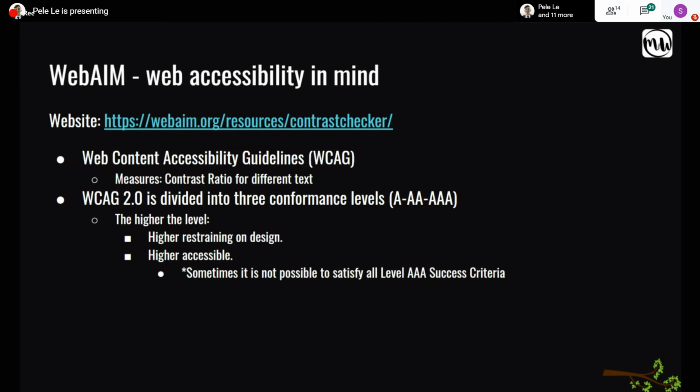This is a website here. If you haven't heard of it, it can be a helpful tool. But essentially it measures the contrast ratio for different text and background colors. And then it tells you on a scale from A to AA to AAA whether it's accessible or not.